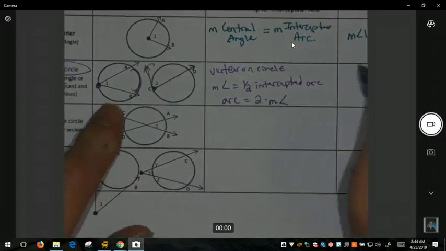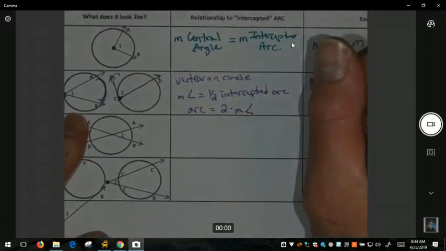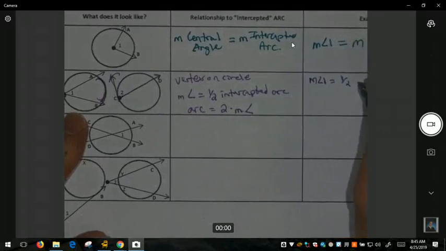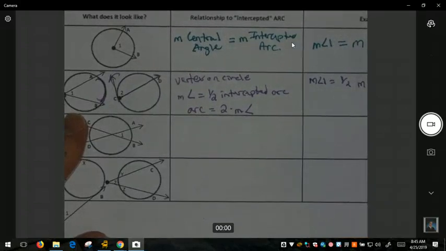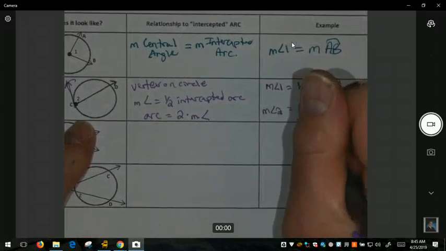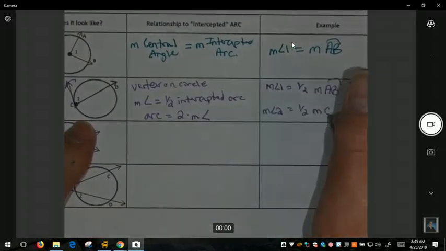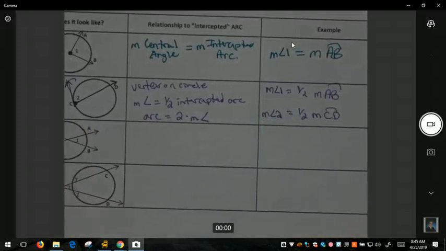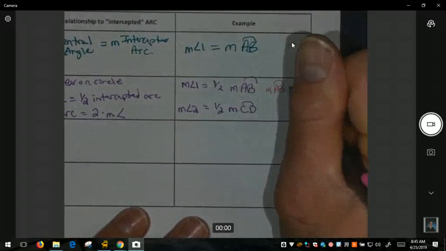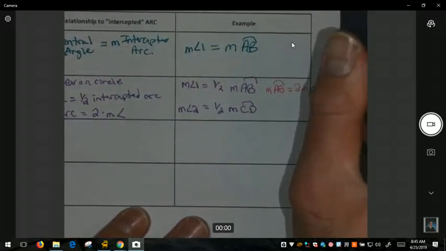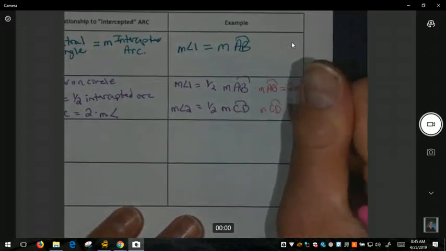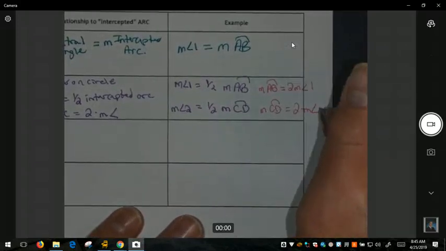So, for example, in this picture we have the measure of angle 1 is half of the measure of arc AB, and the measure of angle 2 is half of the measure of arc CD. Conversely, the measure of arc AB is equal to 2 times the measure of angle 1, and the measure of arc CD is equal to 2 times the measure of angle 2.